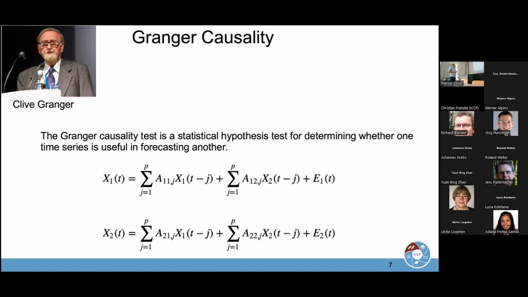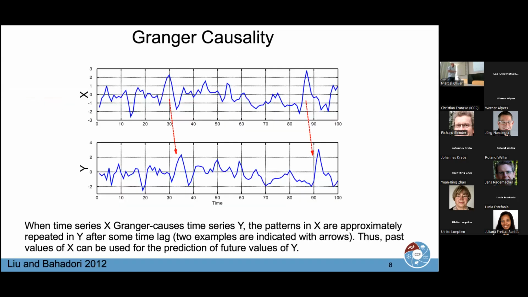And for Granger causality, what one does is look at autoregressive processes. That's the form written down here. And then one can identify this coefficient matrix. If we have more than two variables, we could have higher dimensional coefficient matrices and then see whether those interactions contribute to predictive skill or not. But again, that's mainly something which works for linear systems.